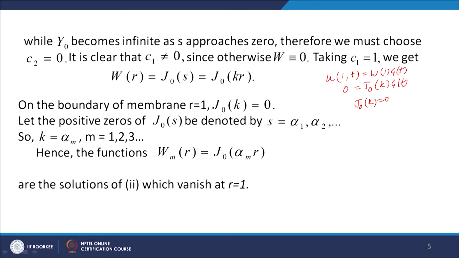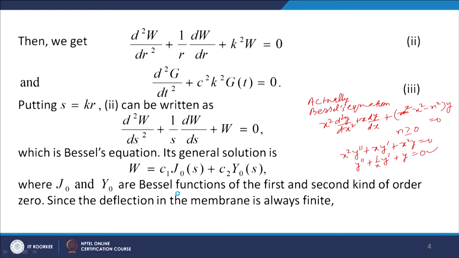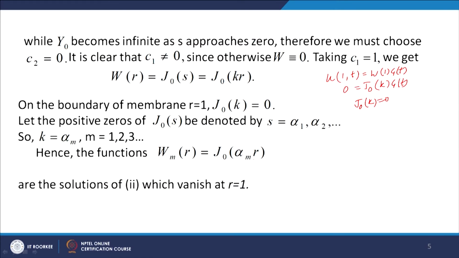J0(k) equal to 0 means the zeros of the Bessel function of order 0. So, let the positive zeros of J0(s) be denoted by s equal to alpha 1, alpha 2 and so on. Then k is equal to alpha m, where m is equal to 1, 2, 3 and so on. Hence, the functions Wm(r) is equal to J0(alpha m r). For each value of the root of J0(s) equal to 0, we will have a W(r) function. They are the solutions of equation 2, which vanish at r equal to 1.